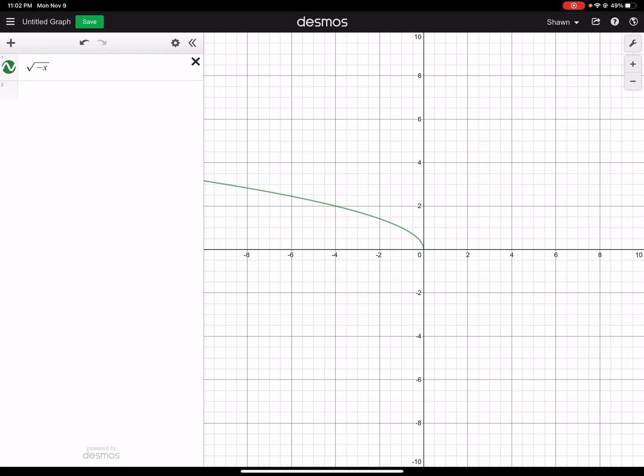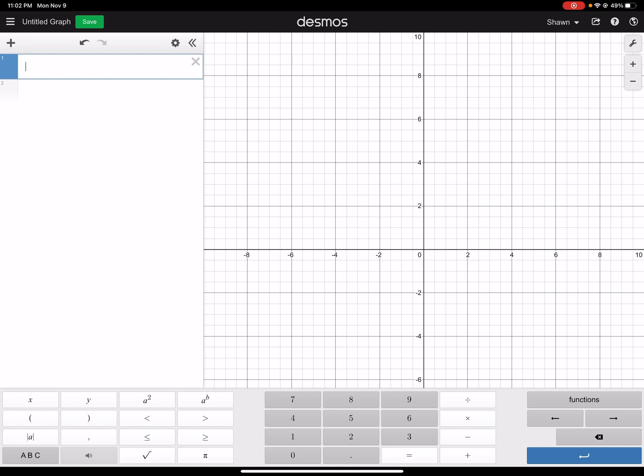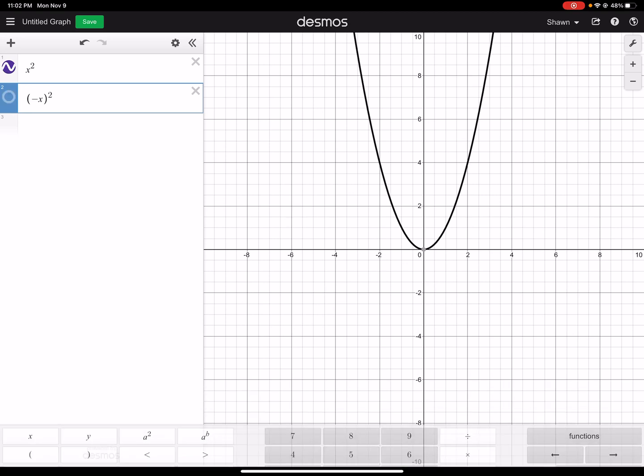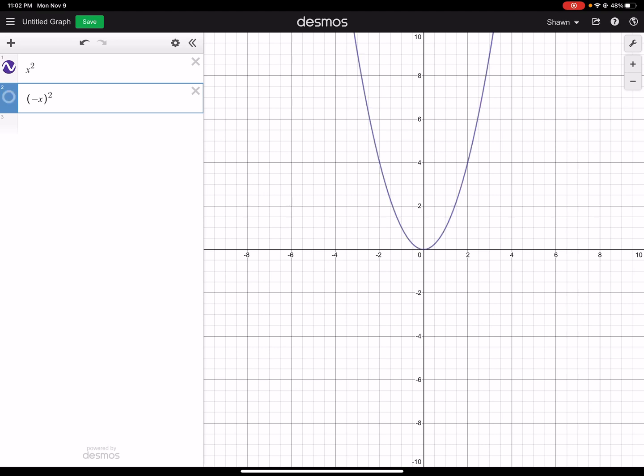I had to use a function like that because if I did x squared and negative x squared, you would say, well, they look exactly the same, so it doesn't look like anything happened. And in reality, something did happen.